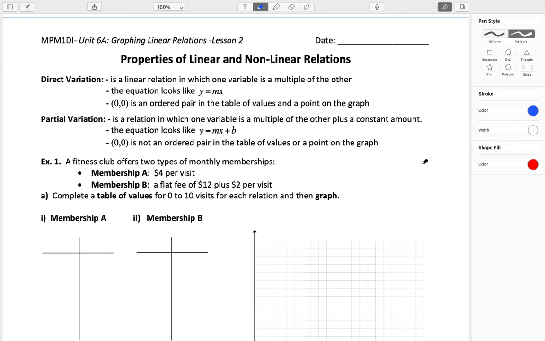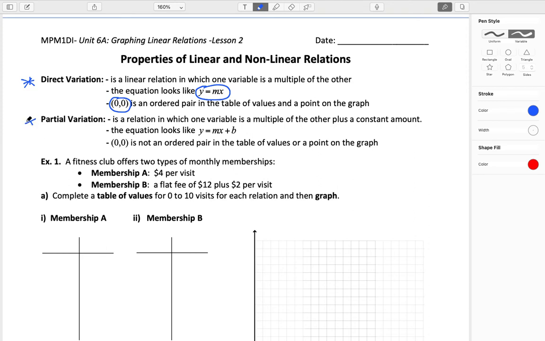Okay. Now let's take a look at the properties of linear and nonlinear. Now direct variation, this is a very important term, is a linear relation where one variable is a multiple of the other. And the equation will always look like y is equal to mx. And another key piece of information is that (0, 0) is a point that will be part of this graph. So it starts at (0, 0), at the origin.